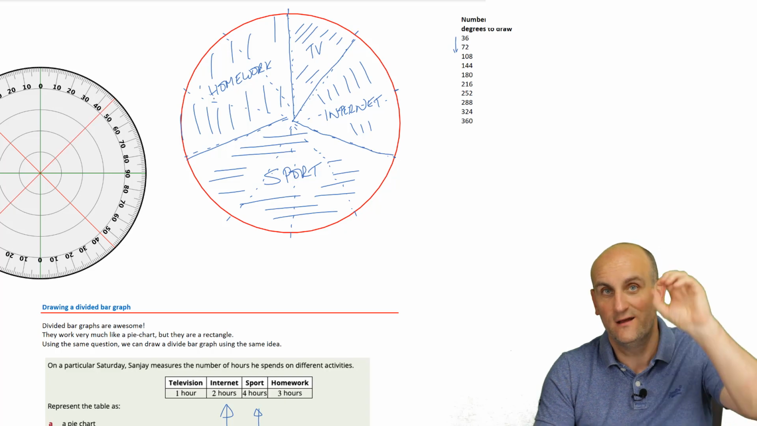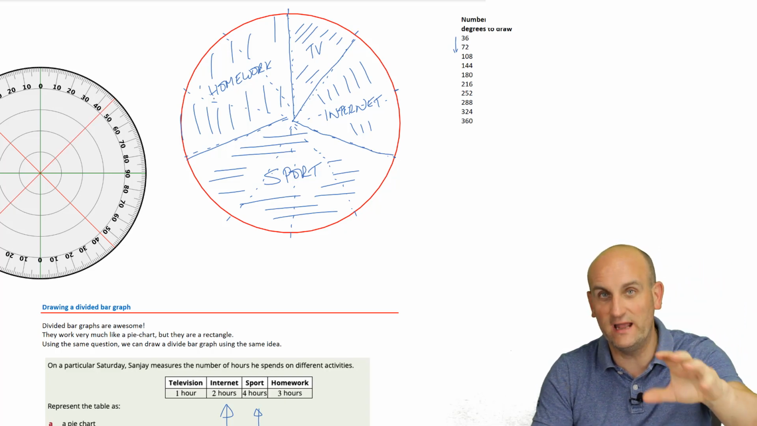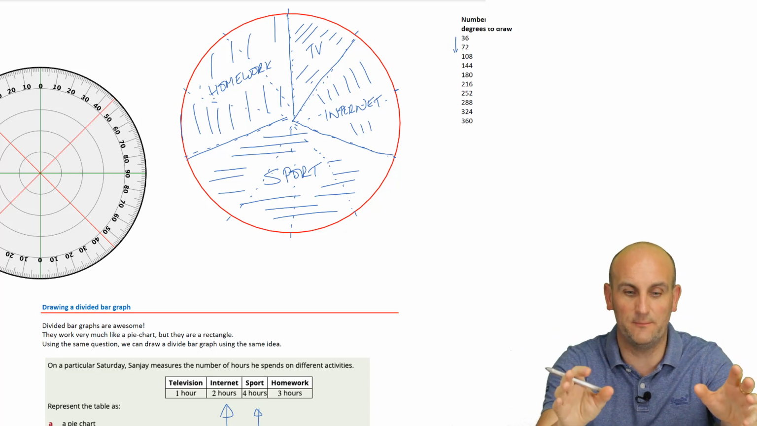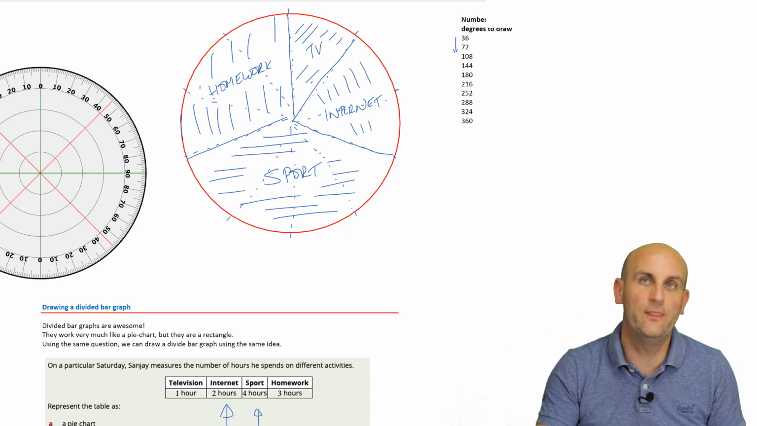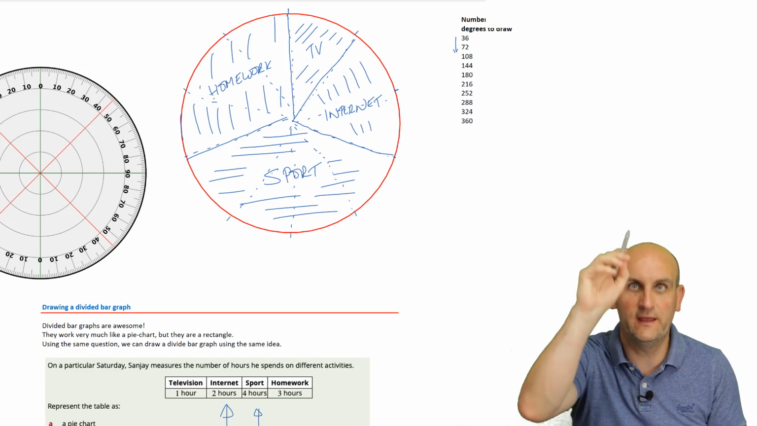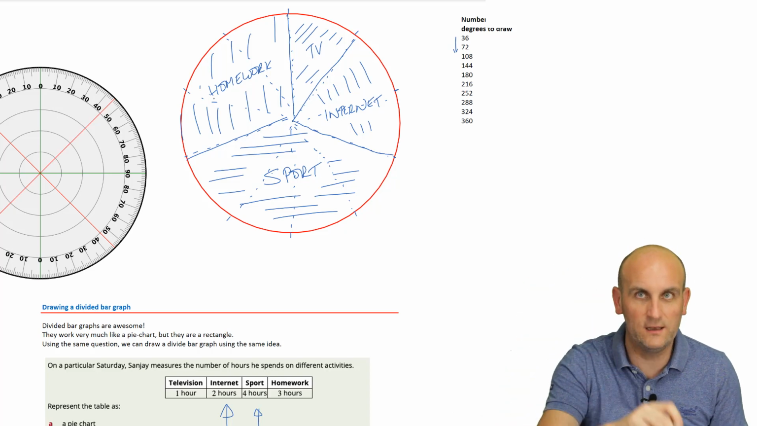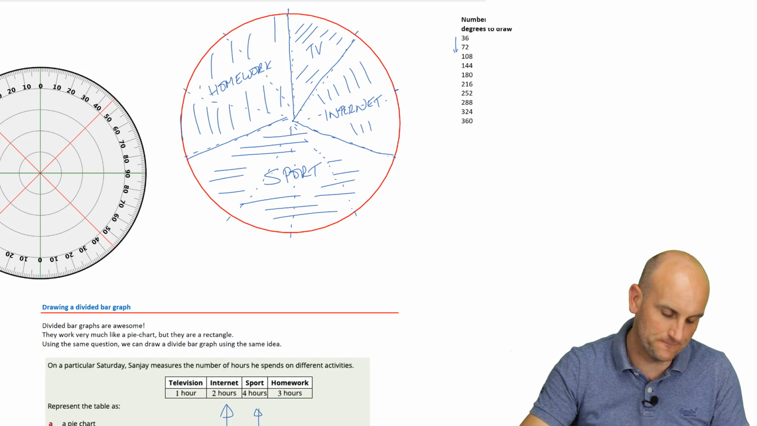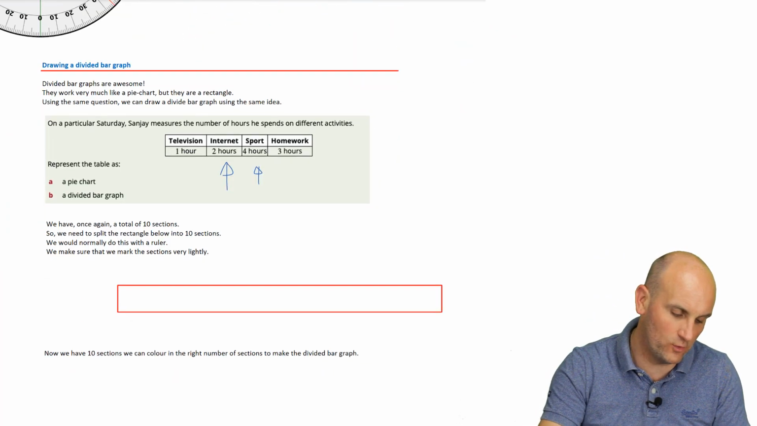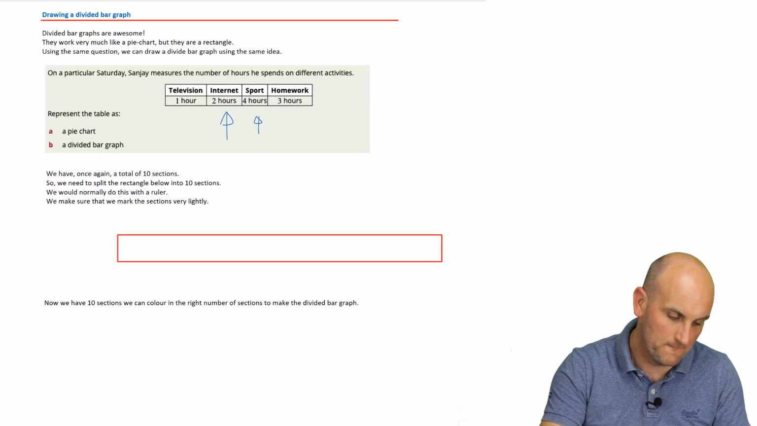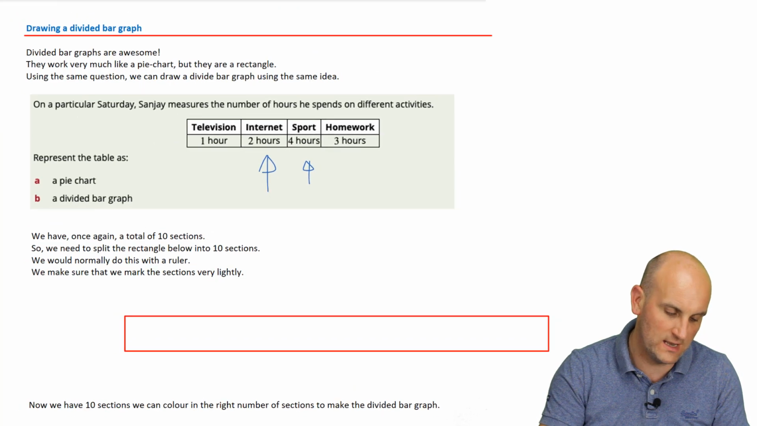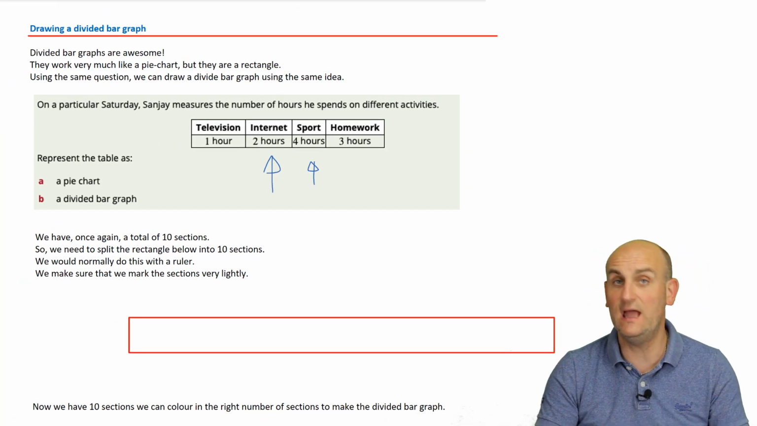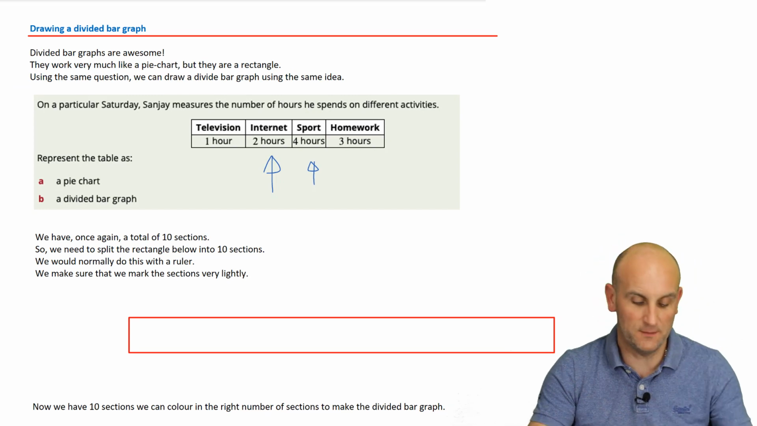So the trick is 360 degrees divided by how many total hours there are. Split that circle up using your protractor and then using very faint lines, and then color them in bold when you know how many slices relate to each individual item. Okay, so coming to an end almost, we have the divided bar graph. We love divided bar graphs. Why? Because it's exactly the same as the pie chart, but it's just a bar.